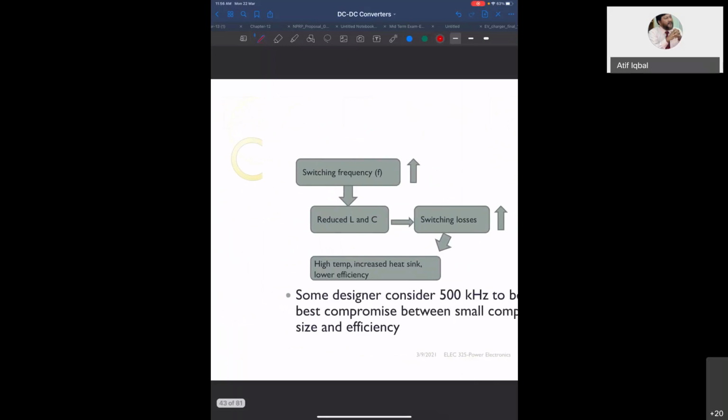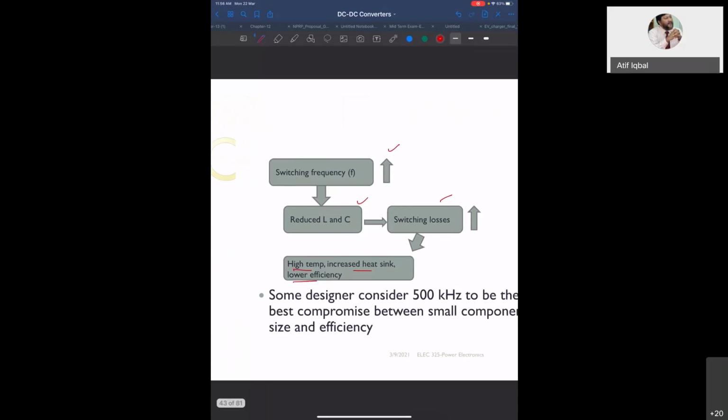So this is what is mentioned here. When you increase switching frequency, you reduce L and C, but the switching losses will increase because the amount of switching is large. So many times the switch is on and off. So there is more switching losses. So there is high temperature, increased heat sinks, lower efficiency. So this is the problem. But on the other side, you get the reduced value of L and C. So on one side you have something, on the other side there is something, so you have to make a trade-off.